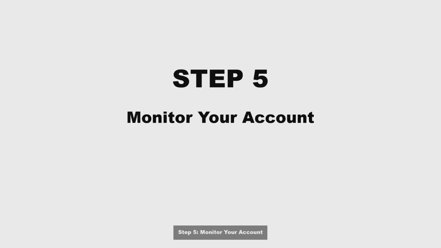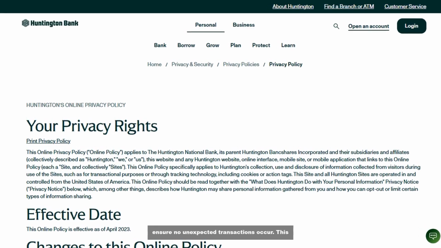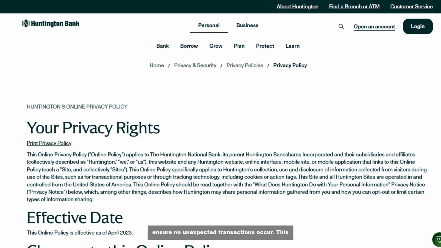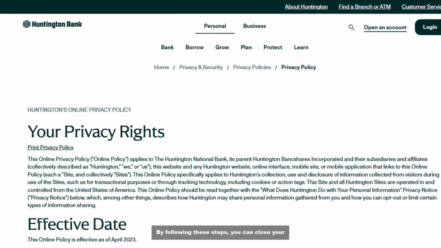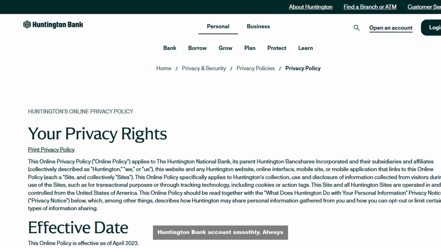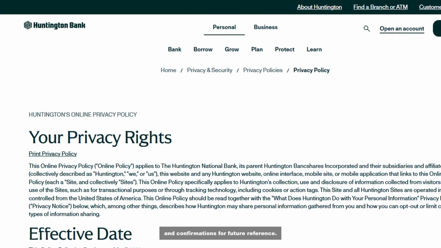Step 5. Monitor your account. After closing your account, keep an eye on your previous account for a few weeks to ensure no unexpected transactions occur. This will help you confirm that the account has been successfully closed. By following these steps, you can close your Huntington Bank account smoothly. Always remember to keep records of your transactions and confirmations for future reference.